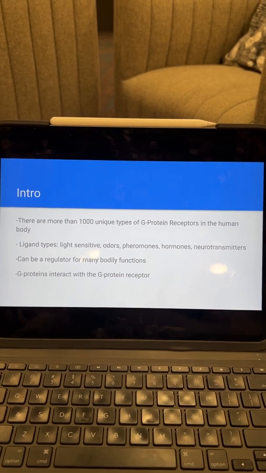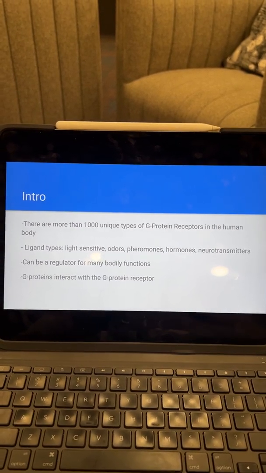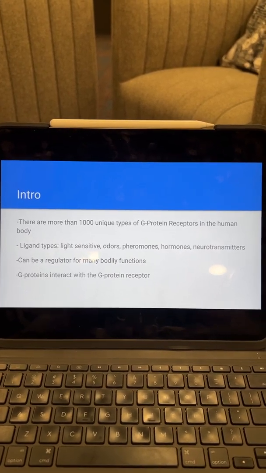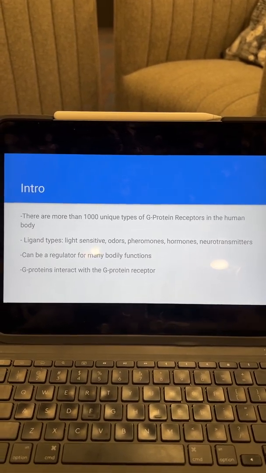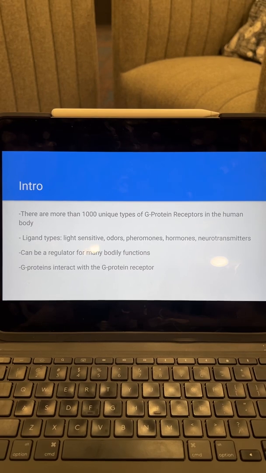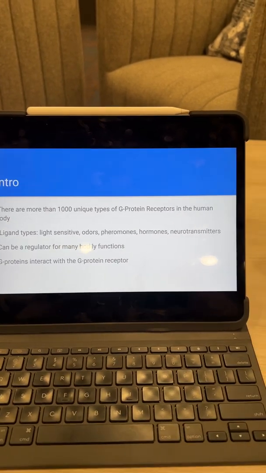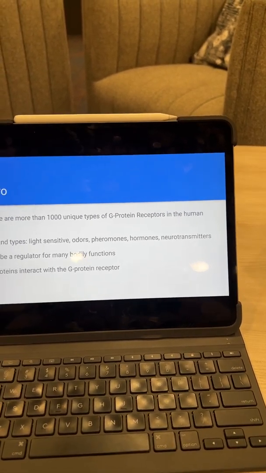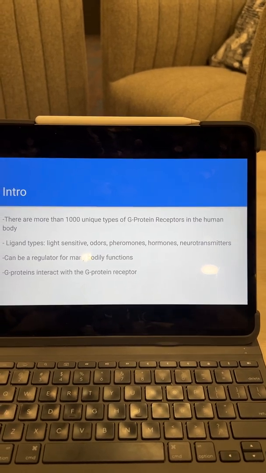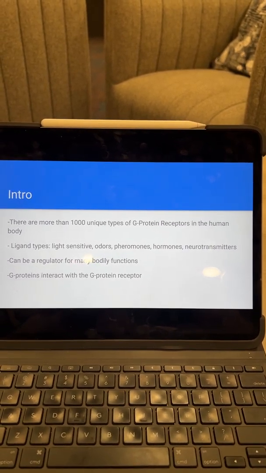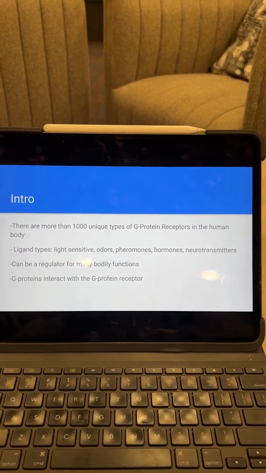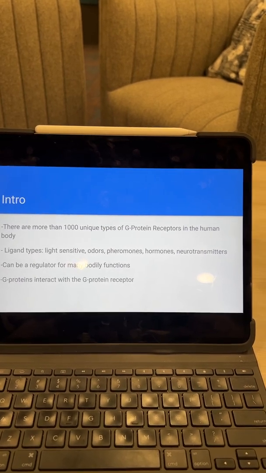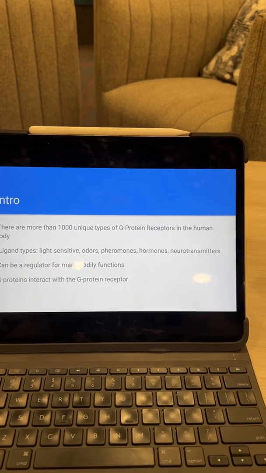There are different things that will start the chain reaction, and these are ligands, and they bind to the outside of the G protein receptor, and these things can be light sensitive. They can be odors, pheromones, hormones, or neurotransmitters that act as a ligand, and they can be regulatory for many different bodily functions, and these things can be like taste, smell, visual, behavior, and even mood can be controlled and regulated by these G protein receptors and the G proteins.